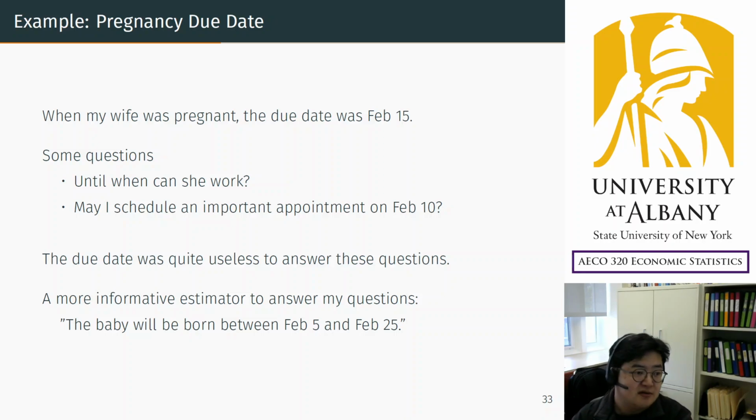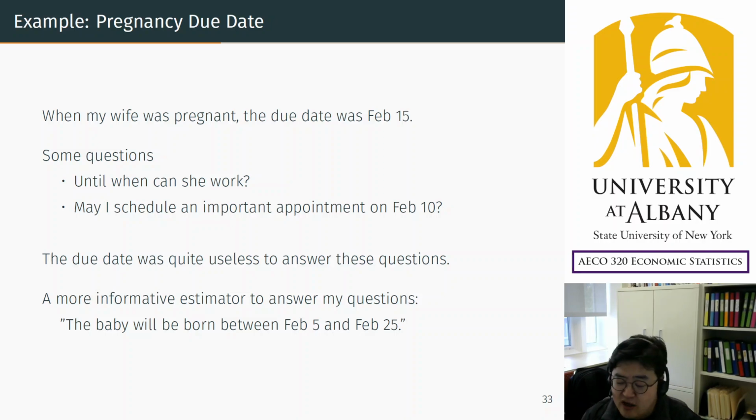So this is an estimator, but still it is incomplete. I want more information, and also I know that that estimator is likely to be wrong. By the way, recently I went to a baby shower, and there was a quiz. What percentage of babies arrive on their due date? The answer was 5%. So the due date is correct only for 5%, right? So 95% it is wrong.